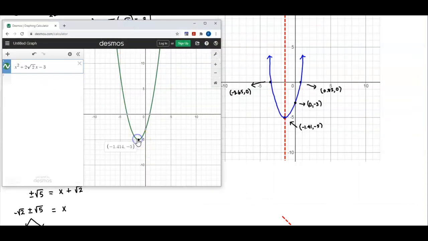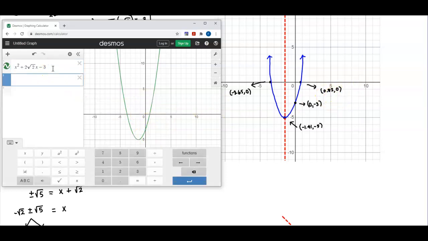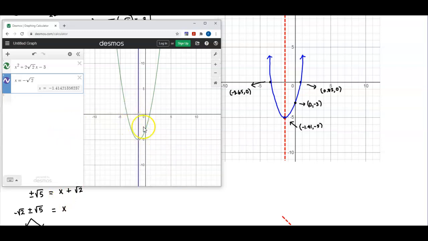So we know that the vertex is located at negative 1.41, negative 5. We have a y-intercept at 0, negative 3. We have an x-intercept at negative 3.650, and then we have our other x-intercept at 0.820. And then we also have our line of symmetry, which is x equals negative square root of 2. So therefore that goes right down the middle of the parabola.